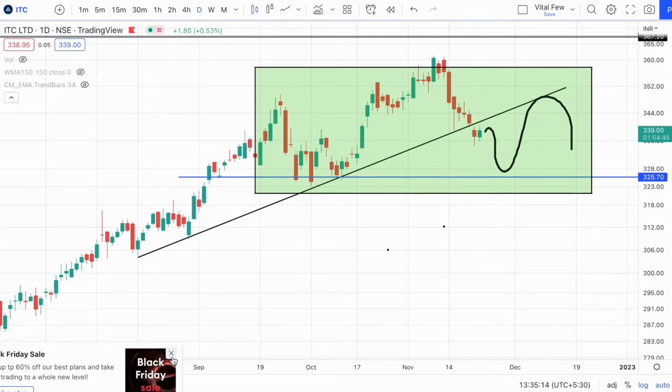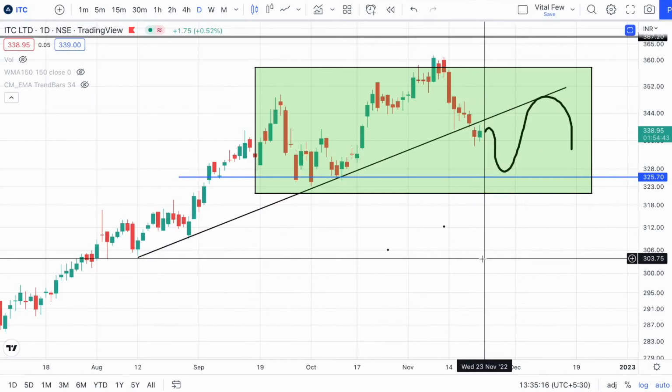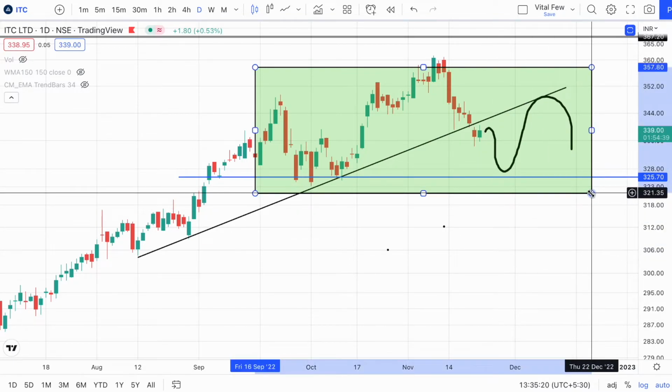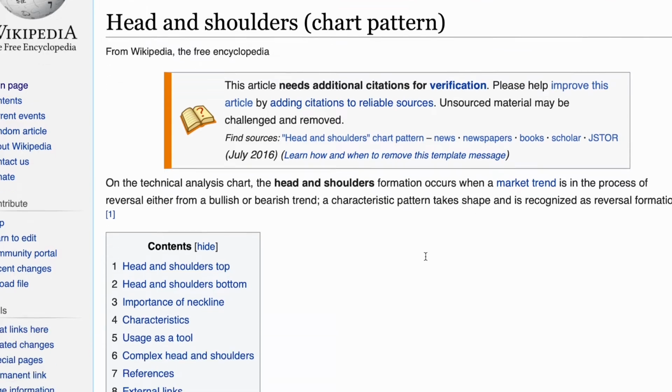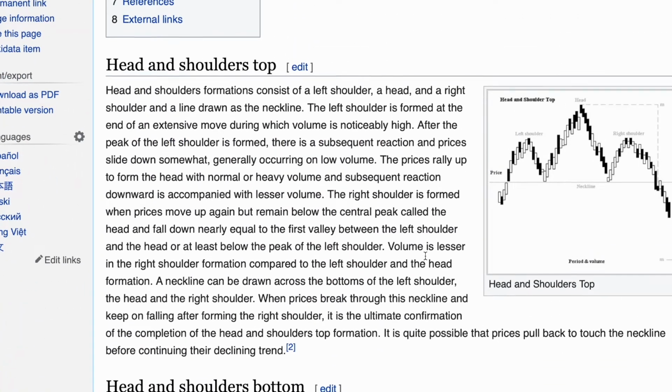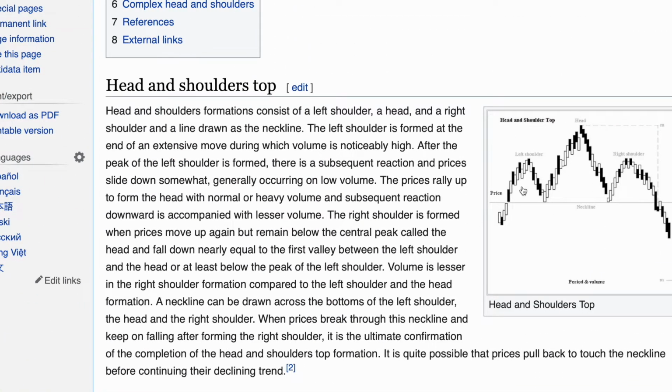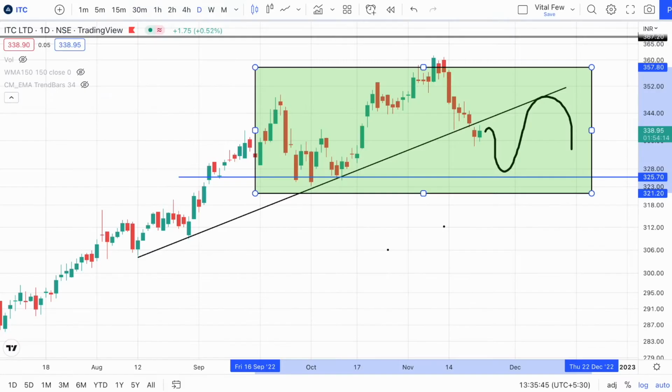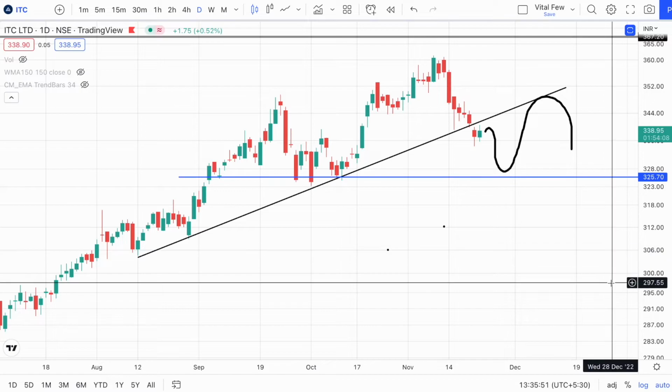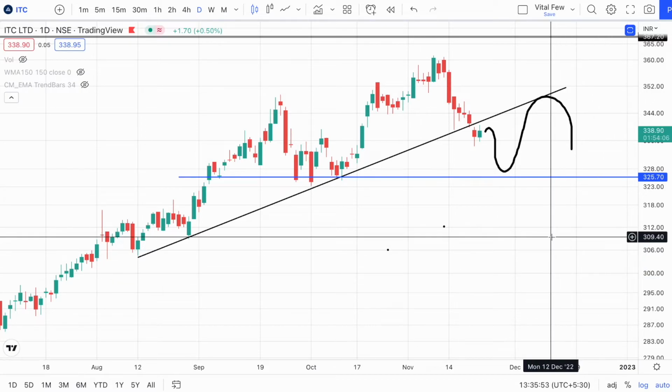For people who do not know what a head and shoulder pattern is, as of now you can do a Google search and try to know what it is. Let me show it here itself. So this is the head and shoulder pattern. You can see the price movement of ITC could form a similar pattern, and then it might go down, but this is not confirmed until it happens.